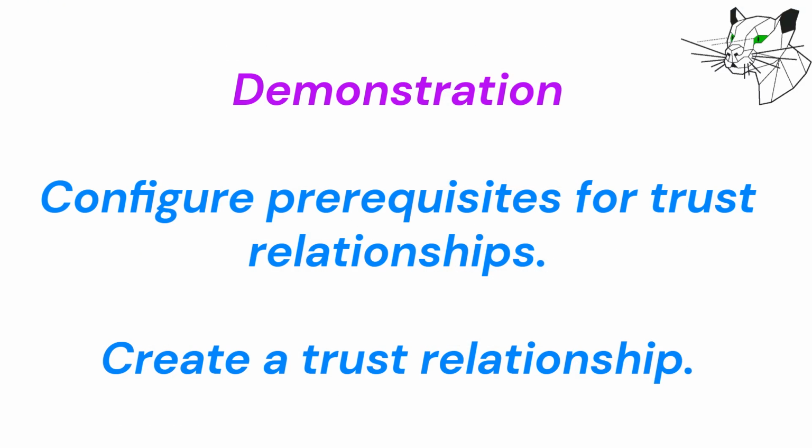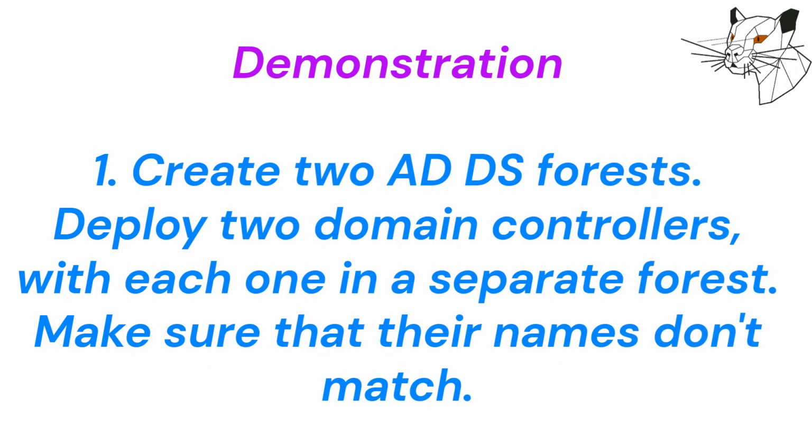Demonstration. The following video demonstrates how to configure prerequisites for trust relationships. Create a trust relationship. The main steps in the process are: 1. Create 2 ADDS forests. Deploy 2 domain controllers, with each one in a separate forest. Make sure that their names don't match.